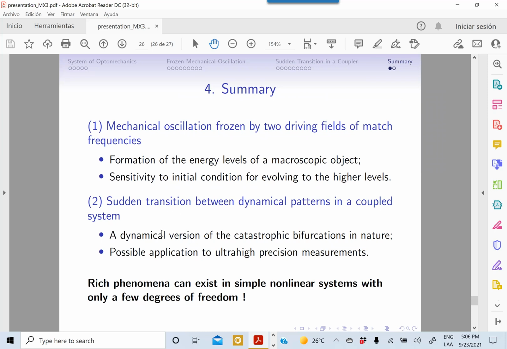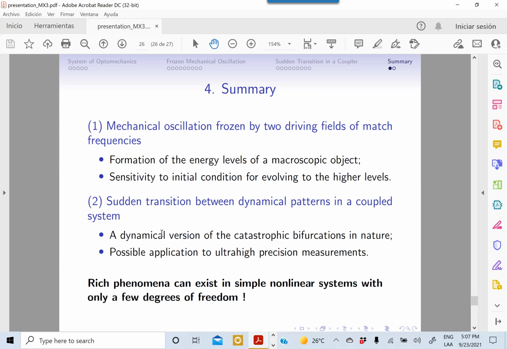The second dynamic scenario we discussed is a sudden transition in a coupled system. It is actually a dynamic version of catastrophic bifurcation in nature. By just tuning an external parameter, the system behavior changes totally and suddenly. There is a very useful application of such sudden change to precise measurement.